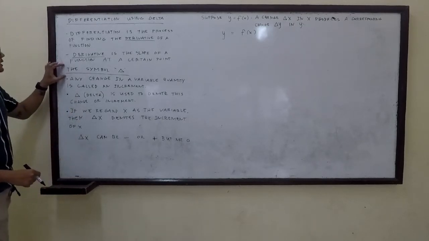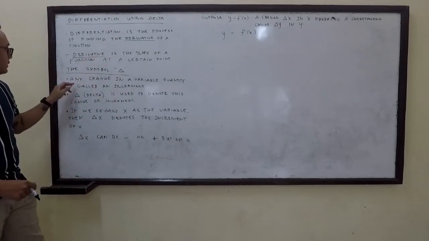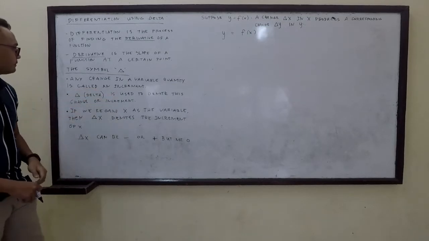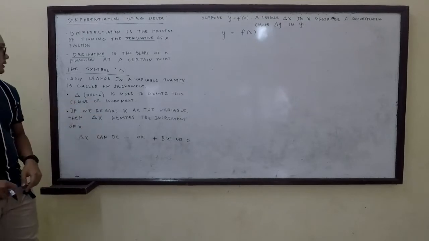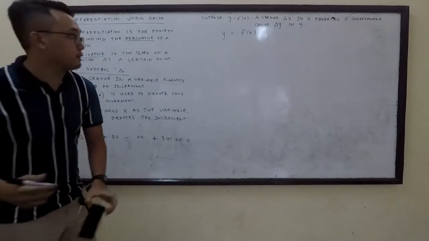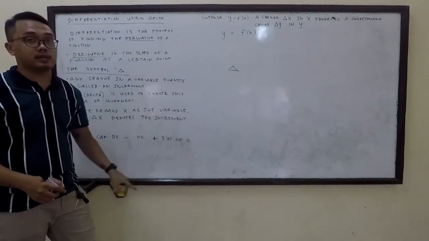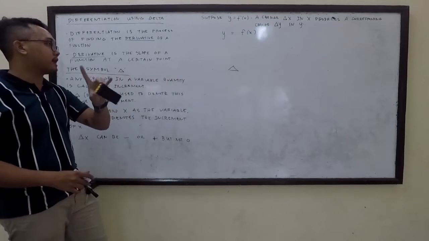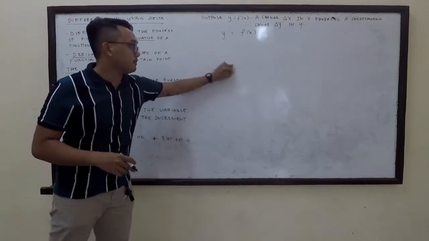So next is the symbol triangle, which is called delta. Any change in a variable quantity is called an increment. Number 2, delta is used to denote this change or increment. When we see the symbol delta, this means that there needs to be change, or that variable has a corresponding amount of change.